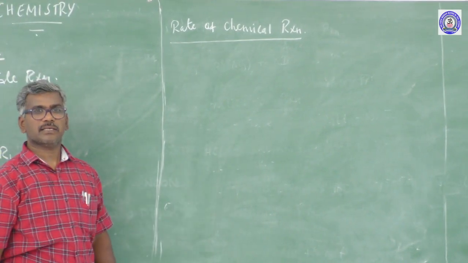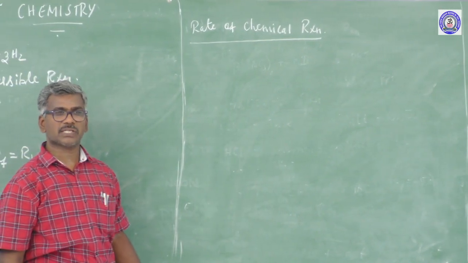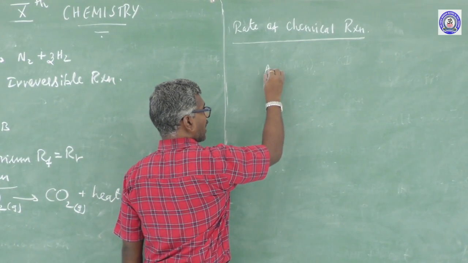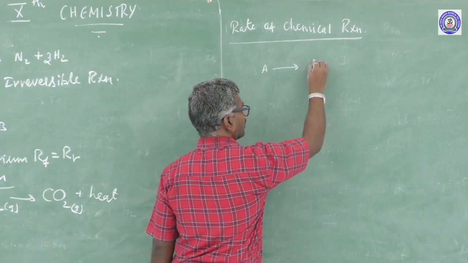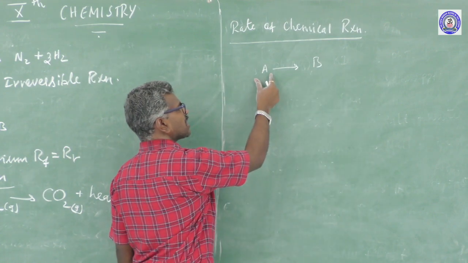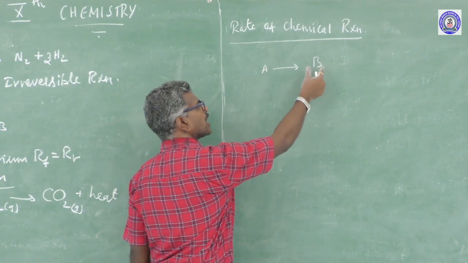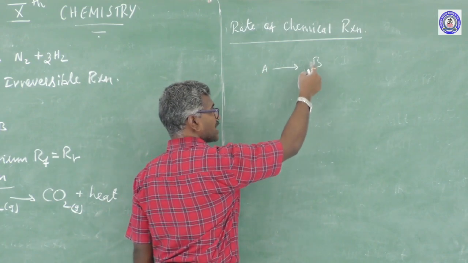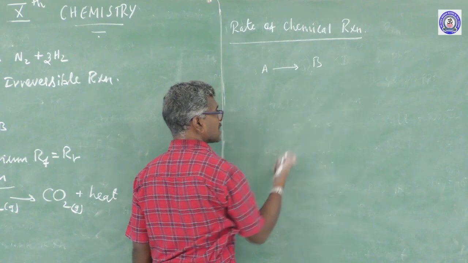How will we determine whether a reaction is slow or fast? For example, A is converted into B. The concentration of A is converted into the concentration of B. Here the concentration of A decreases, and the concentration of B increases.